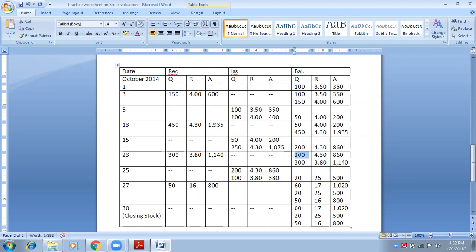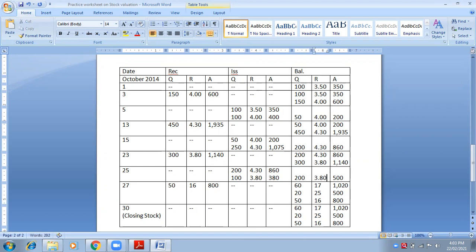So in the first slot of 200, do we have anything in our hand, or is it fully spent? Ma'am, it is fully spent. Yes, it is fully issued. So nothing will be written in the balance column. Now come to the slot of 300, the second slot. Out of the 300 slot, how much is issued? 100 units. So how many units are left? 200 units.